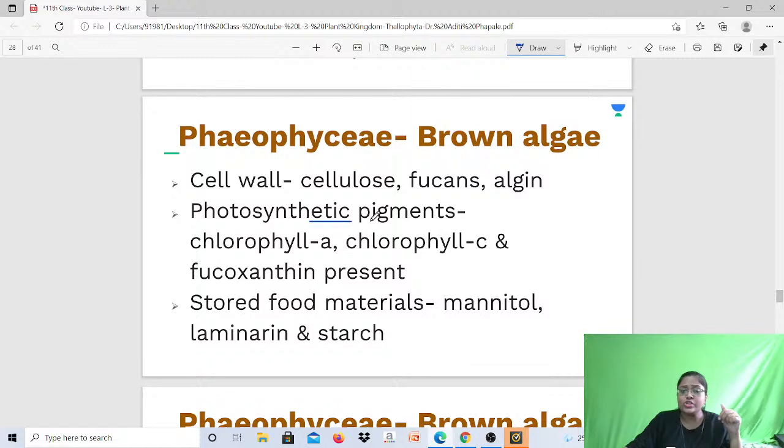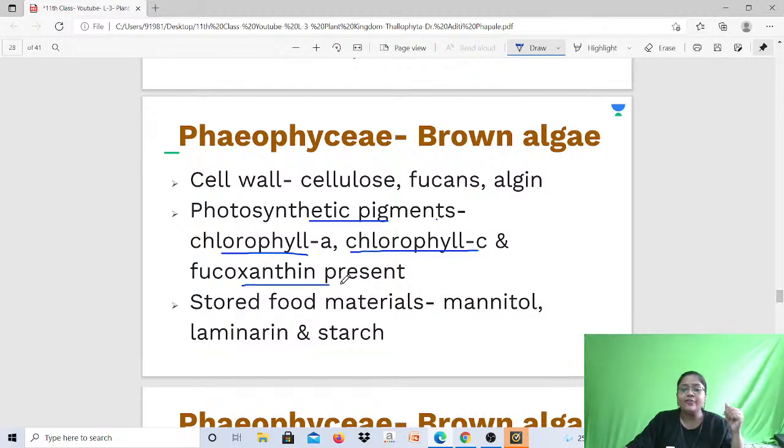दे डू हैव फोटोसिंथेटिक पिगमेंट्स इन देम. They photosynthetic pigments matlab, these are color producing pigments and they help in photosynthesis. So you have chlorophyll A, chlorophyll C and fucoxanthin. Remember chlorophyll A, chlorophyll C and fucoxanthin.